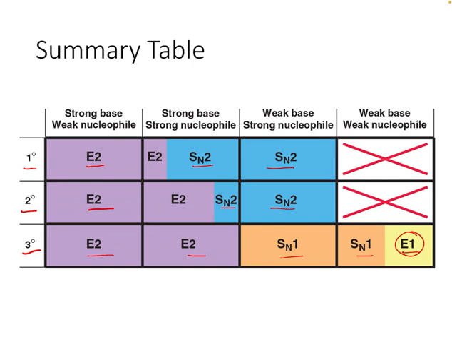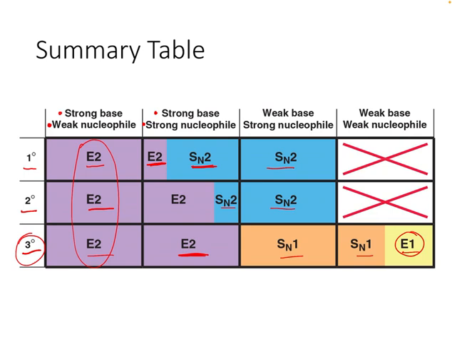Now up at the top, the columns are correlated with what type of base or nucleophile you have. So for instance, if you have a strong base that is also a weak nucleophile, that will favor E2. Now, if you have a strong base that's also a strong nucleophile, you could have a mixture of E2 and SN2 products, unless you have a tertiary carbon attached to the leaving group. And then that favors E2.